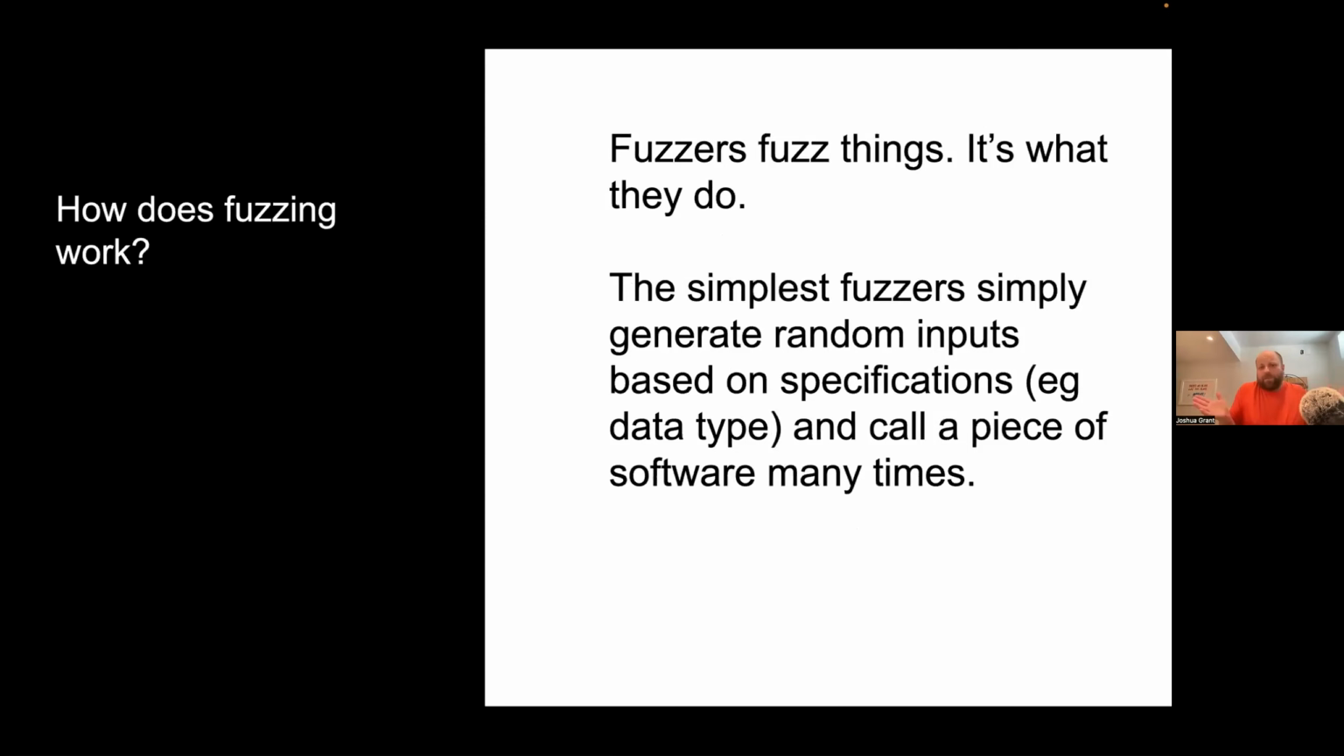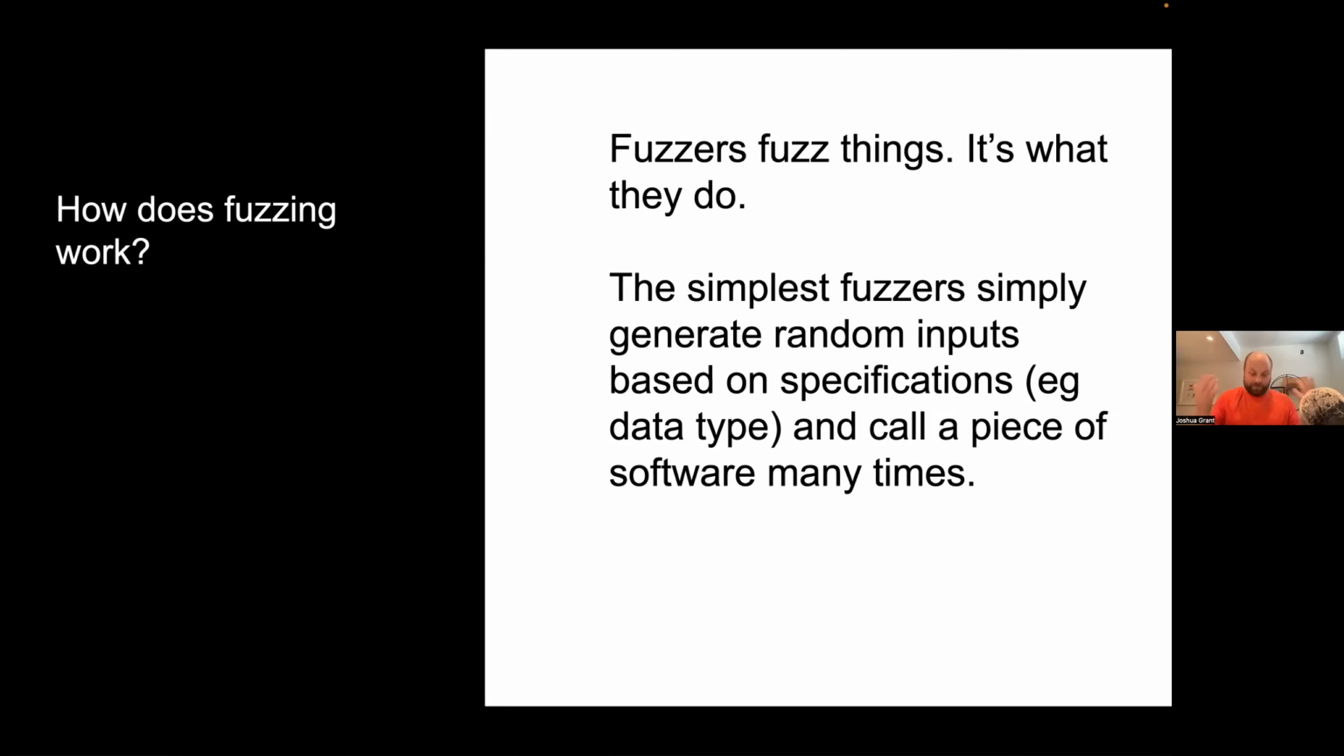So how does fuzzing work? It's got to be easy, right? You're just generating random strings and things, right? No. So fuzzers fuzz things. That's what they do. The simplest fuzzers just generate random inputs based on specifications. So give me a random string of length 10. Give me a random byte. Give me a random string of bytes or an array of bytes. Give me a JPEG that's been fuzzed randomly, this kind of thing.